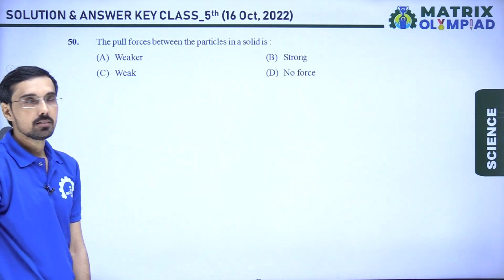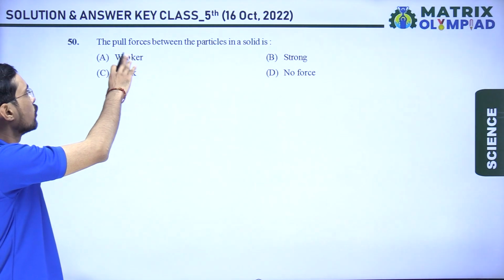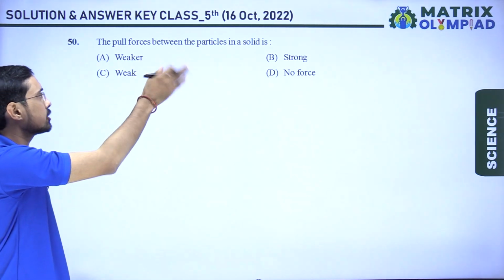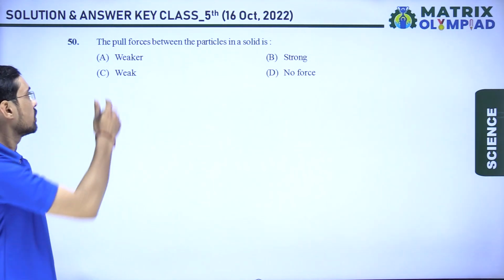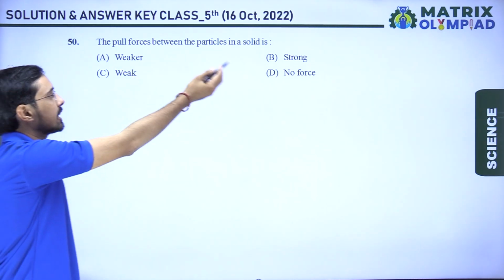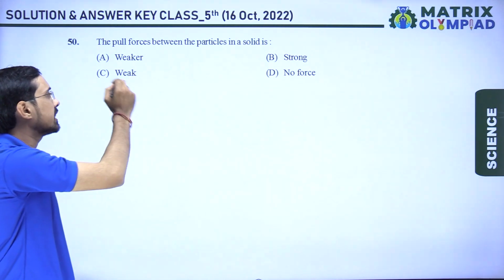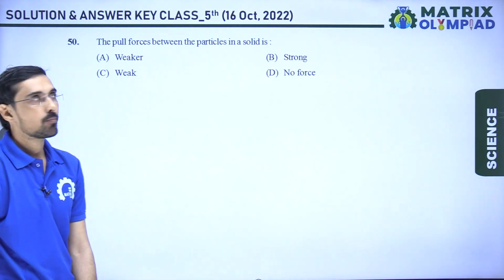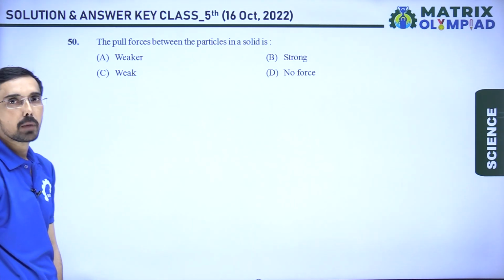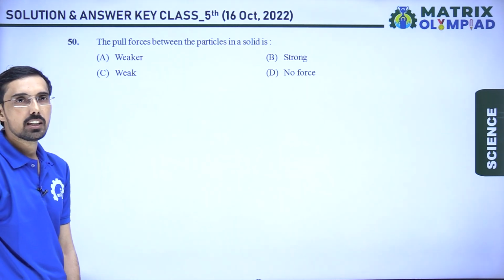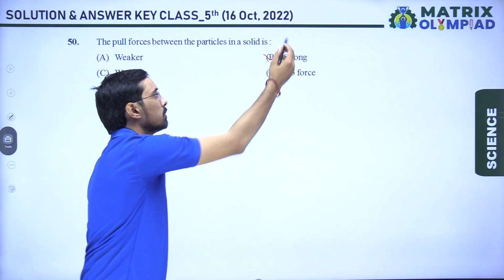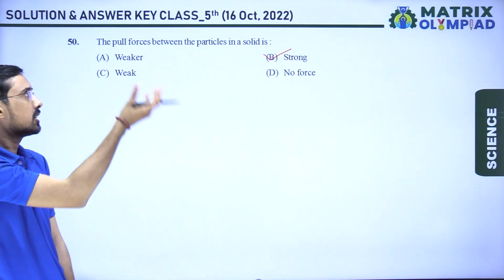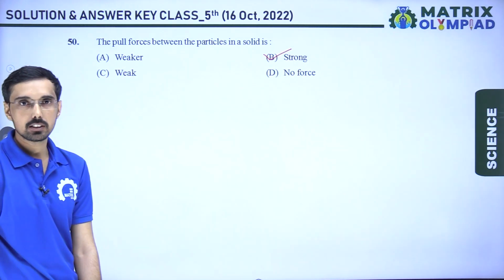Next question is the forces between the particles in a solid. First option is weaker, second is strong, third is weak, and last one is no force. As we can see that the solid particles are attached very tightly with each other with the force. It means the option B is strong, the force is strong between the solid particles.